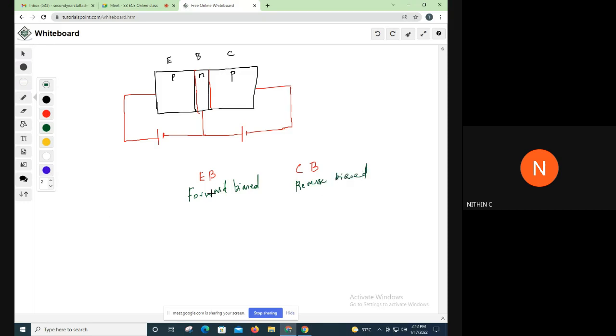So when we bias the two junctions in the transistor in this manner, that is, we are biasing the emitter base junction forward biased and the collector base junction reverse biased, we'll be getting a particular mode of operation. What is that mode called? Can anyone tell? If we bias the emitter base and collector base in this manner, which mode will we get? What is the mode of operation of the transistor?